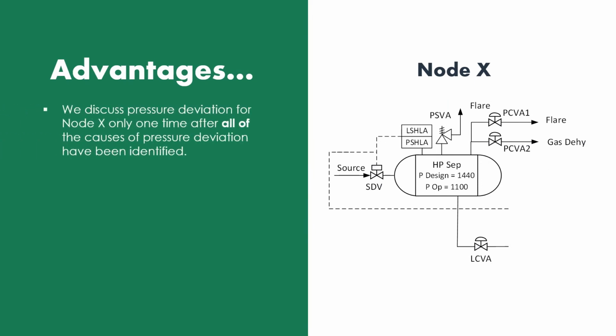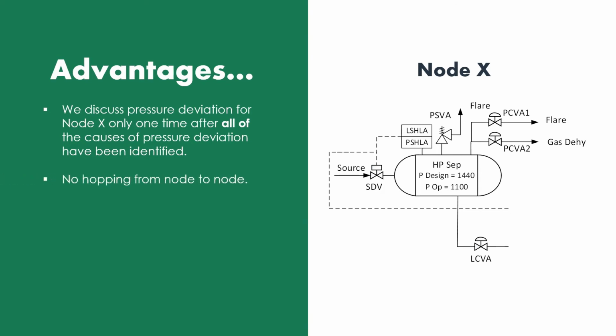When we discuss pressure deviation in node X, for instance, we already have a list of most of the causes of pressure deviation in that node from everywhere in the facility. The only one missing is likely to be fire exposure. We only talk about high pressure in node X one time, no hopping from node to node.